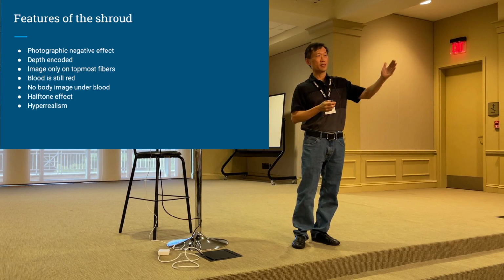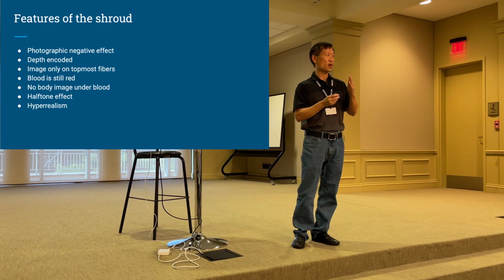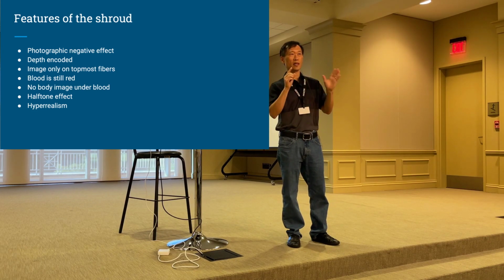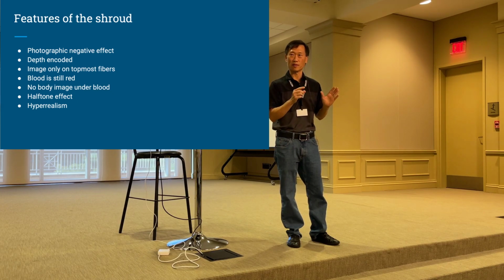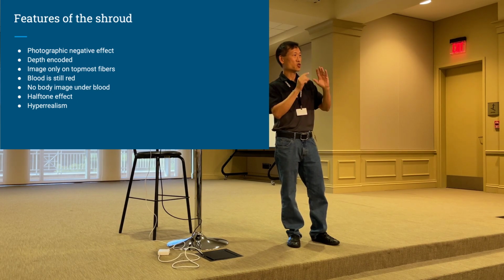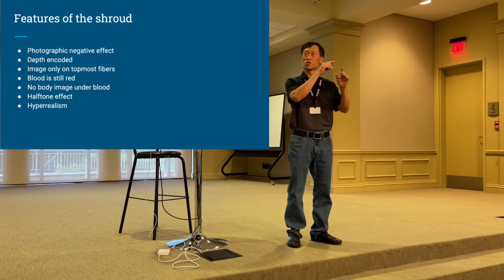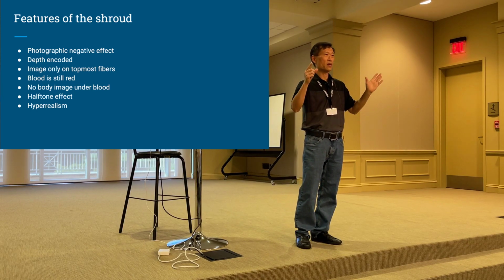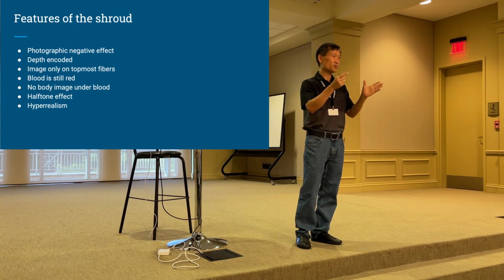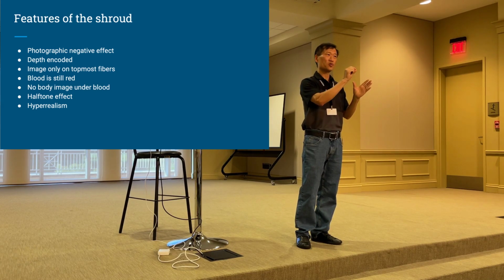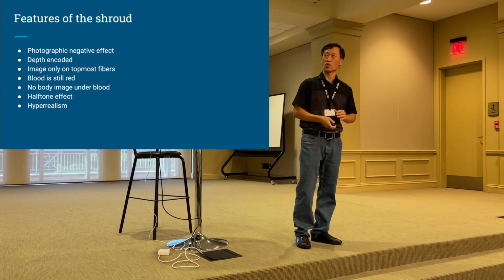You have to stand about 10 feet away from the shroud to truly discern the image. Farther than that, you can't really tell because the image is very, very faint. Closer than that, it's hard to discern because it's comprised of dots. Just like if you look at any photographic image in a newspaper, if you get really close, all you see is dots and you can't discern the image. This is the same effect with the shroud.